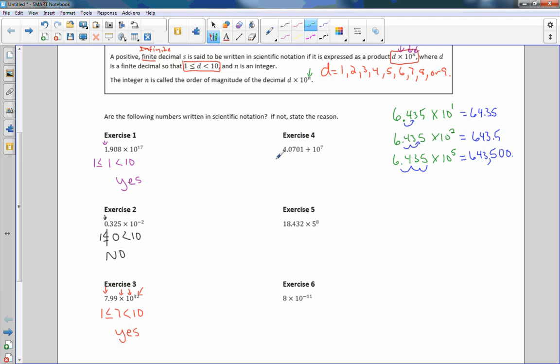Exercise 4. Again, 1 less than or equal to, leave a space, less than 10. My number I'm looking at is 4. 4 goes here. 1 is less than or equal to 4, and 4 is less than 10, so that's okay. But right here I have a plus sign, and it has to be a multiplication, so this is not scientific notation. It should be 4.0701 times 10 to the 7, and that is the reason it is not scientific.